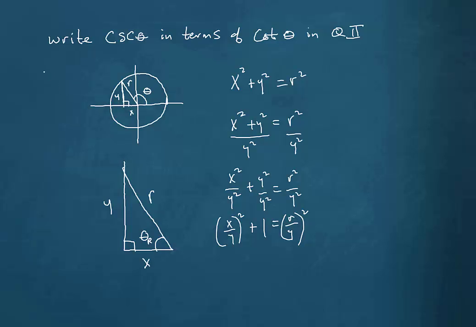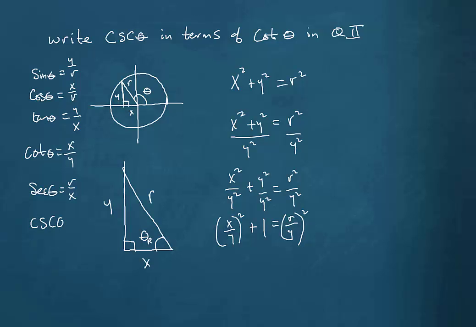Now let's go back and remember what the trig functions look like in terms of x, y, and r. The sine of theta would be y over r, opposite over hypotenuse. The cosine of theta would be x over r, adjacent over hypotenuse. The tangent of theta would be y over x. The cotangent of theta would be x over y. The secant of theta would be r over x, and the cosecant of theta would be r over y.